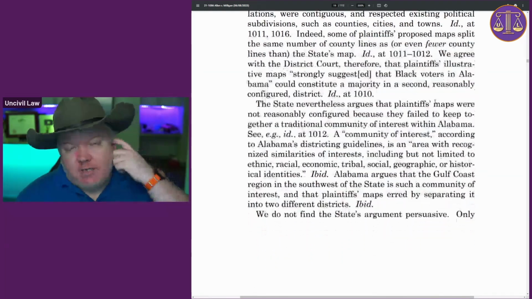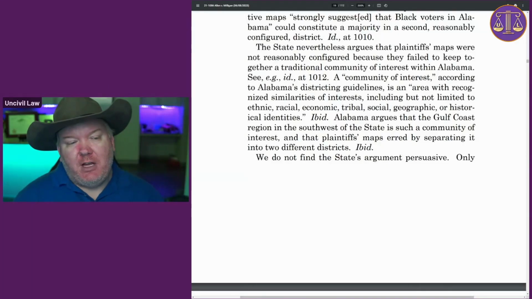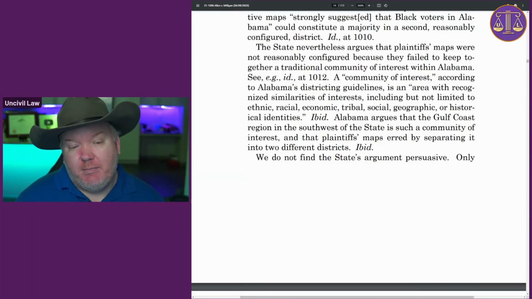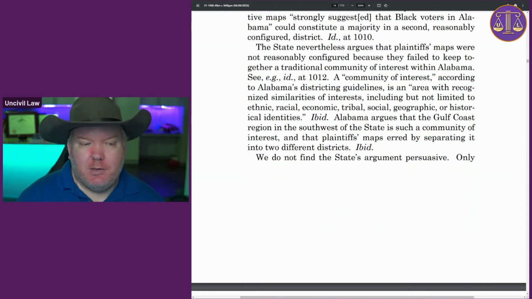The state nevertheless argues that maps were not reasonably configured because they failed to keep together a traditional community of interest within Alabama. A community of interest, according to Alabama's districting guidelines, is an area with recognized similarities of interest, including but not limited to ethnic, racial, economic, tribal, social, geographic, historical identity. Alabama argues the Gulf Coast region of the southwest of the state is such a community of interest, and they erred by separating it into two different districts. That seems kind of nebulous, but okay. We do not find the argument persuasive. Yeah, okay, that seems a bit, yeah.